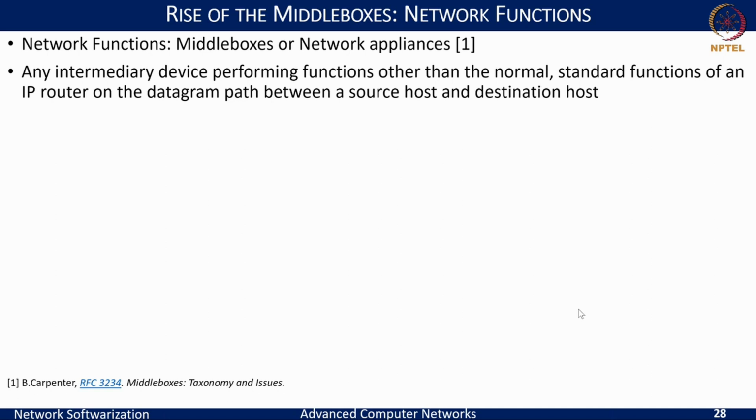By definition, a middle box is an intermediary device that is placed on the datagram path between the source host and the destination host, and by functionality, they perform functions other than the normal or standard functions of an IP router. These are also known as network appliances when they are purpose-built hardware, or by the term network functions, or more recently, virtualized network functions.